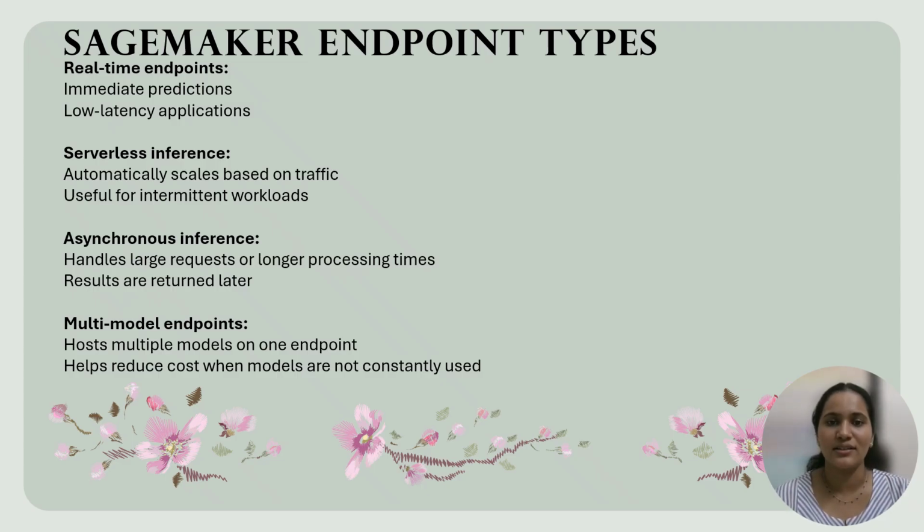Asynchronous inference is designed for large requests or tasks that take longer to process, such as image or video analysis. Instead of returning results instantly, the output is delivered later after processing is complete. Finally, multi-model endpoints allow multiple machine learning models to be hosted on a single endpoint. This reduces infrastructure cost and is especially useful when individual models are accessed infrequently. Choosing the right endpoint type helps balance performance, scalability, and cost.